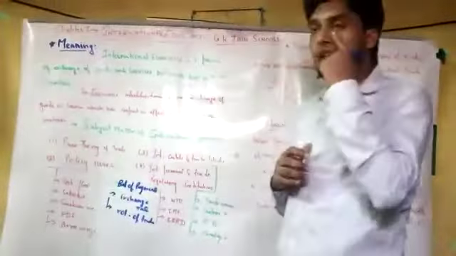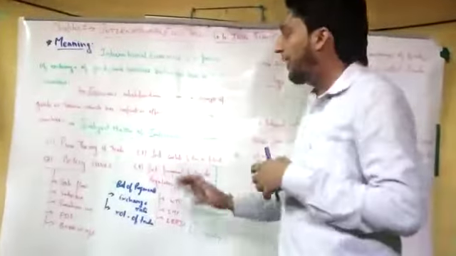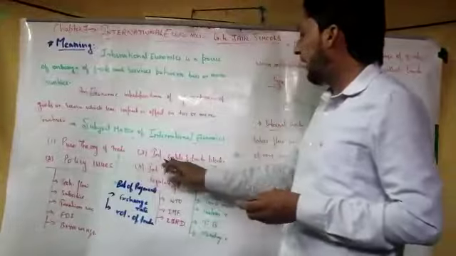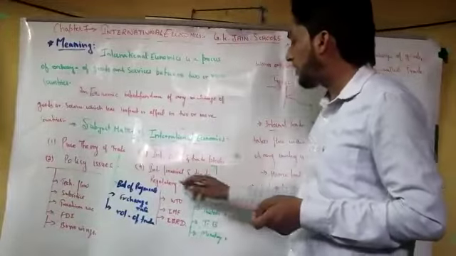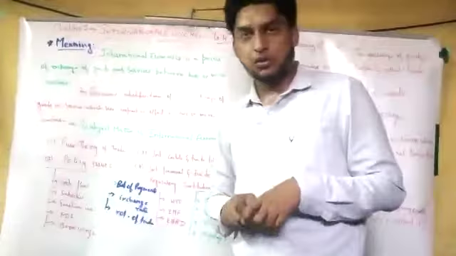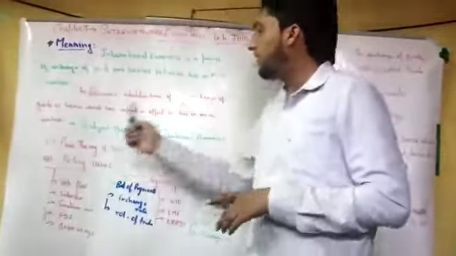This international economics has a few subject matters: pure theory of trade, policy issues, international cartels and trade blocks, international financial trade and regulatory institutions. Total 4 aspects we have. Let's see the first one.